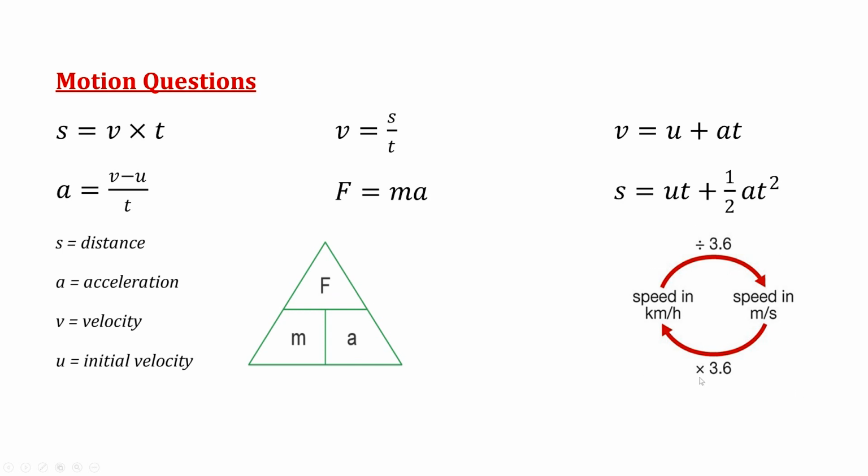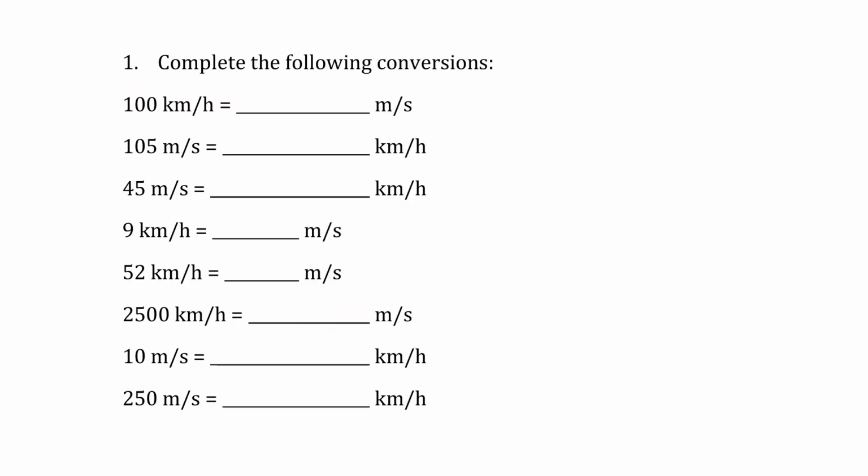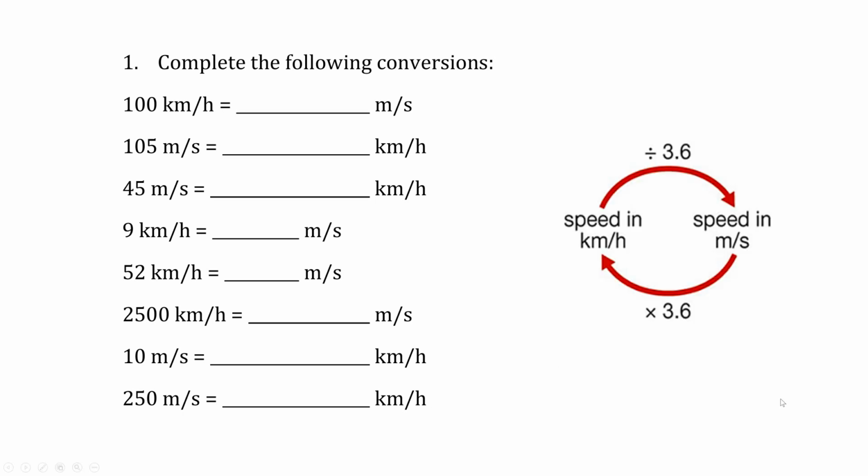Sometimes with some questions, you're going to need to do a conversion between kilometers an hour and meters a second. And this is the simple way to do this. So to go from kilometers per hour to meters per second, you divide by 3.6, and then you multiply going the other way. That's where we're going to start. So you want to do these conversions. Remember, that's how you do them. So pause the video now, do those questions, and then come back.